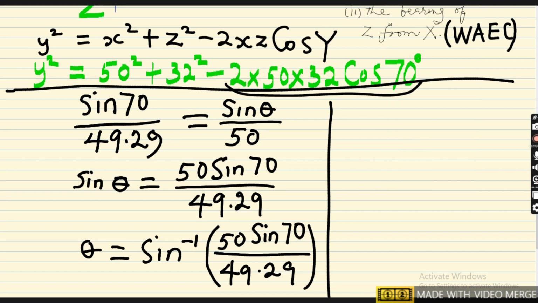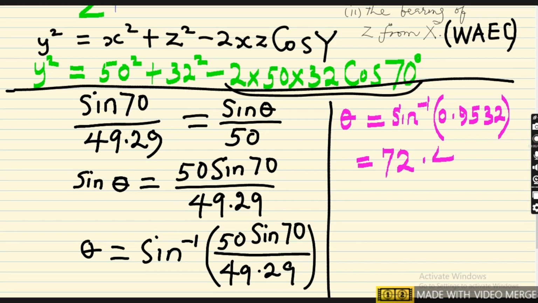Now, having done that, we have that theta equals, please punch your calculator from here, make sure you compute it well. That will be arc sine 0.9532. You can write more values to be more accurate. And that you have 72.4 to be the value of theta. 72.4 degrees to be the value of theta.